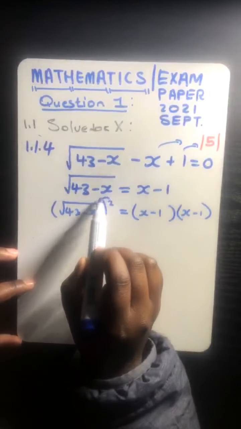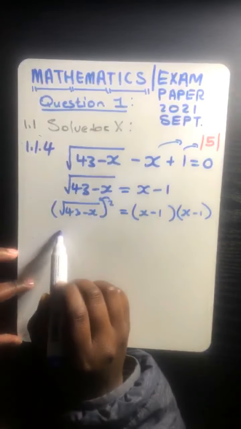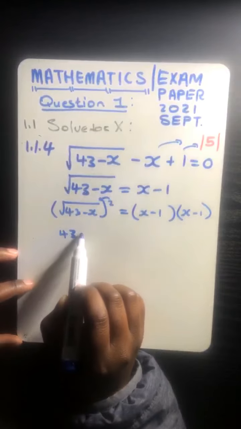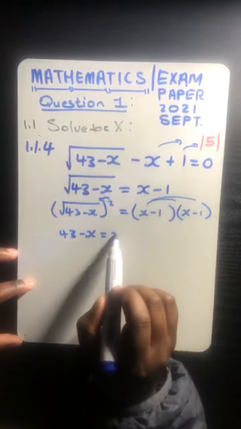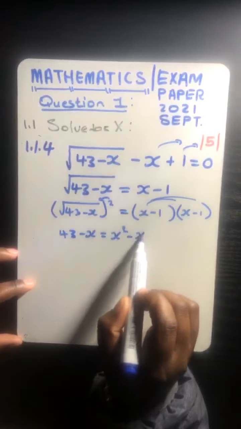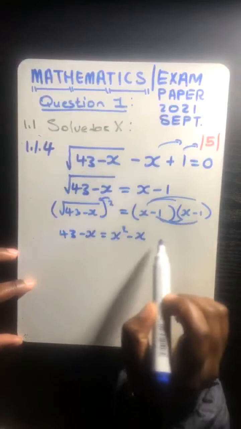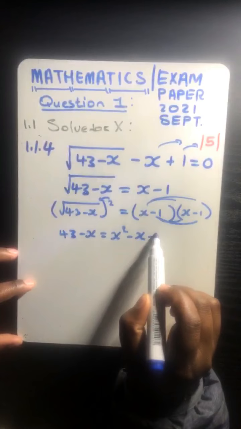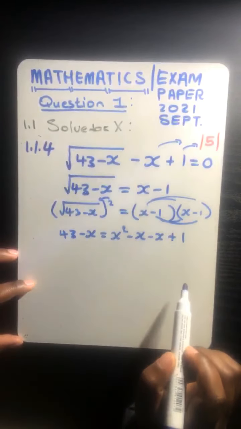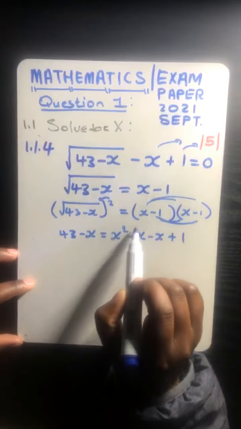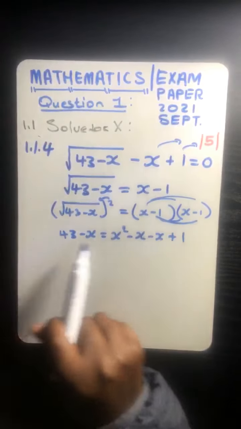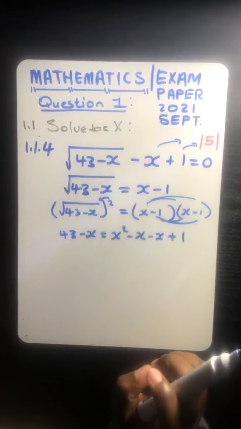The square of x minus 1 is two of the same thing, so the squaring removes the square root and you remain with 43 minus x. It equals that times that: you have x squared minus x, minus x, then positive 1. So can you now see, because of this power of 2, the whole thing becomes a quadratic equation.